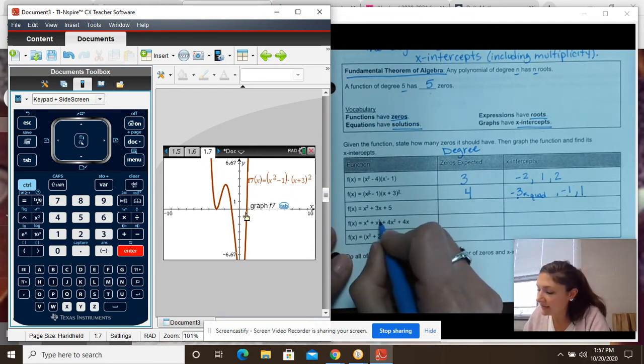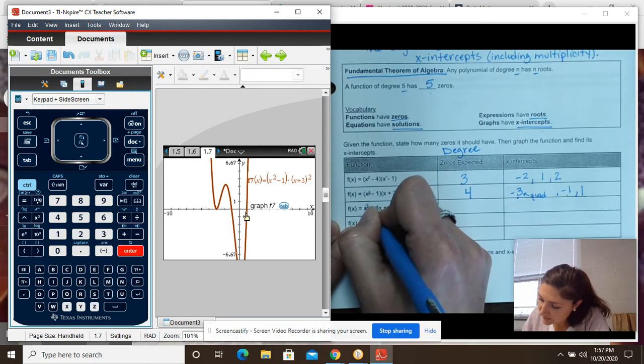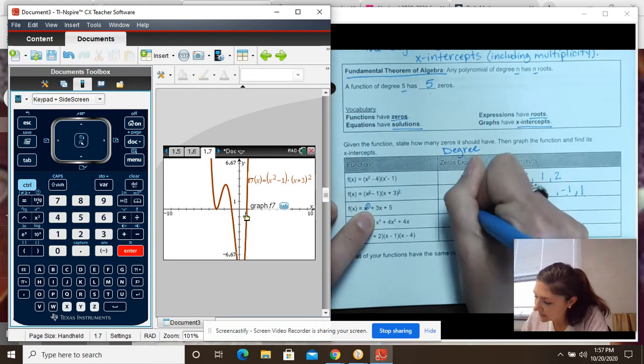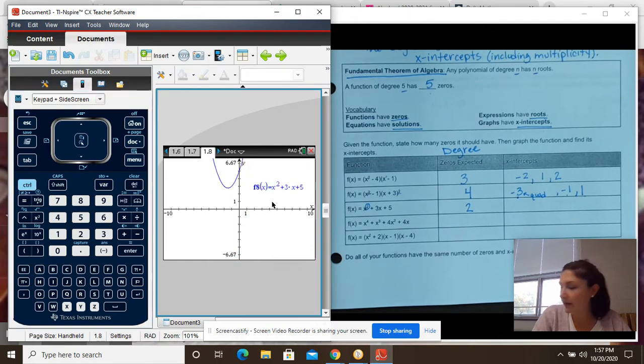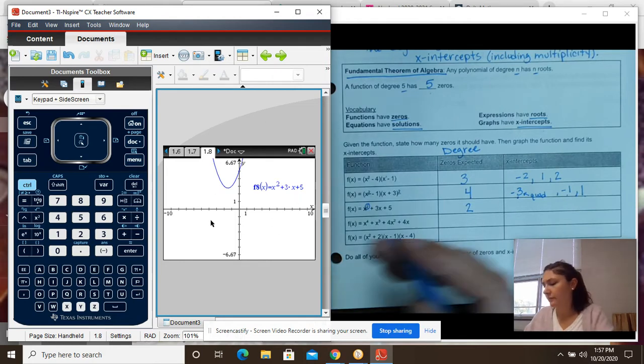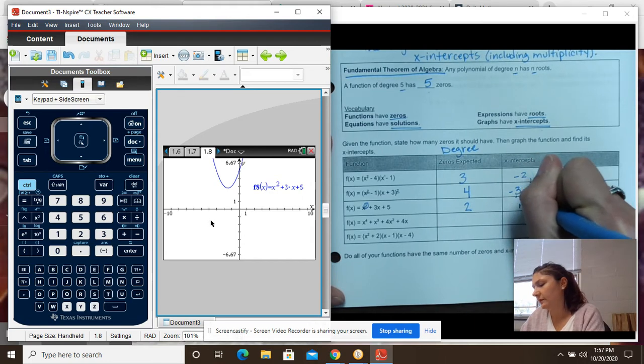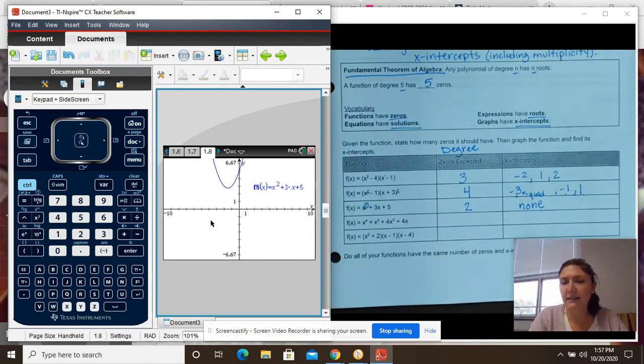Our next function's in standard form, so we get the degree from that biggest exponent. So our degree here is 2. Now let's take a look at this graph. x squared plus 3x plus 5. We don't have any x-intercepts here. I'm going to write down none. That's not what I expected to happen. I would expect to have 2 x-intercepts. So we'll talk about this problem here in just a minute.